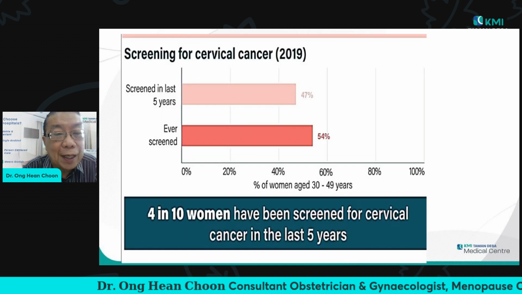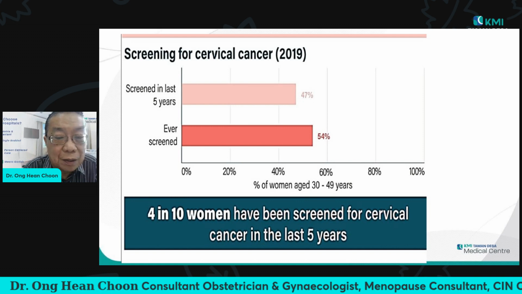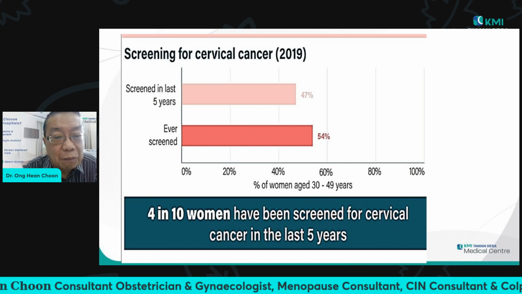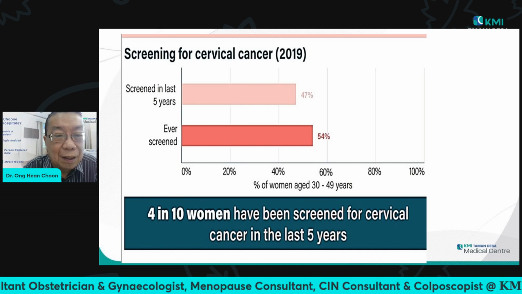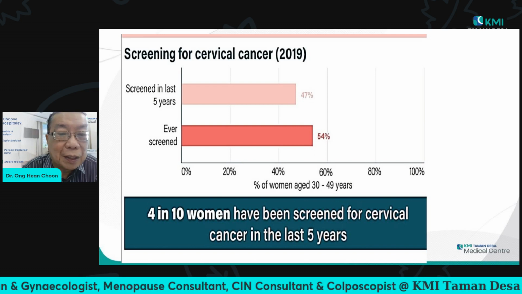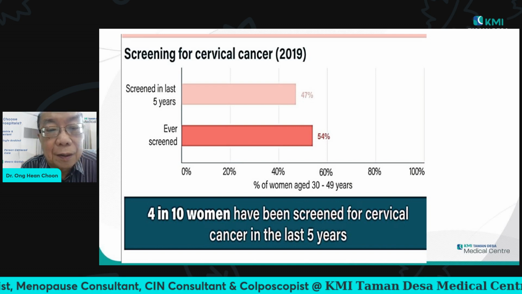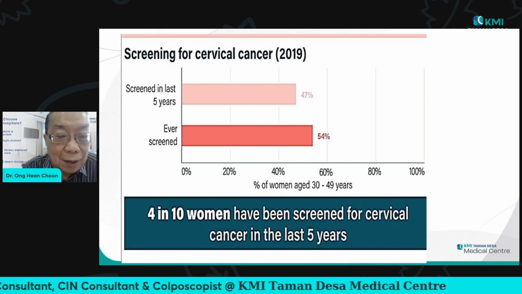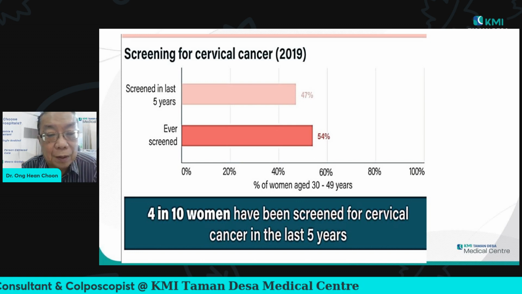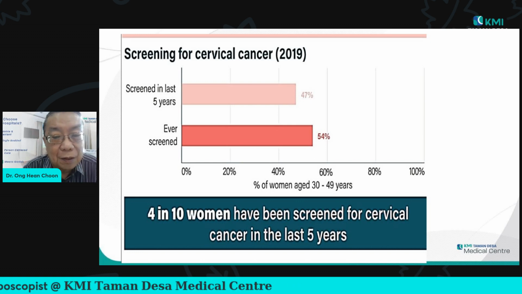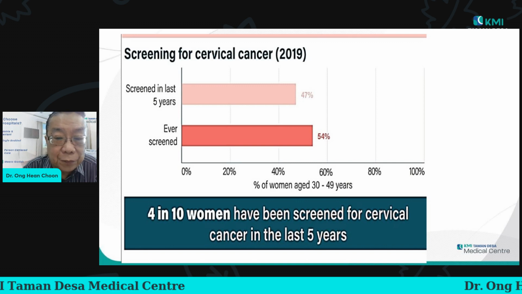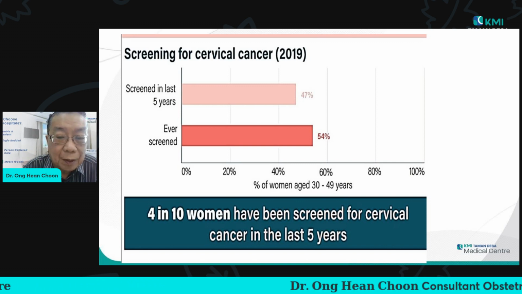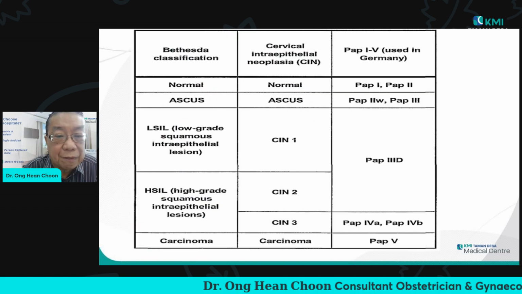You can see that actually we are far away still from screening. This is 2019 statistics showing that actually only 4 in 10 women have been screened. This is very, very low pickup in the screening program. We are still not very effective.